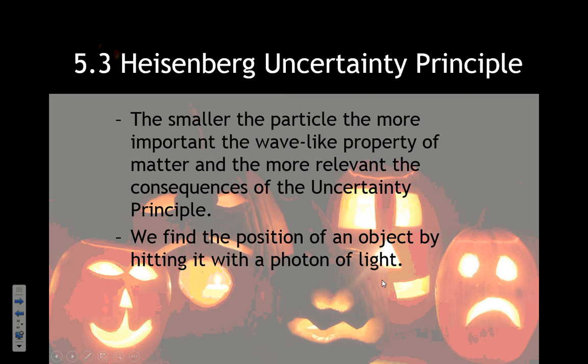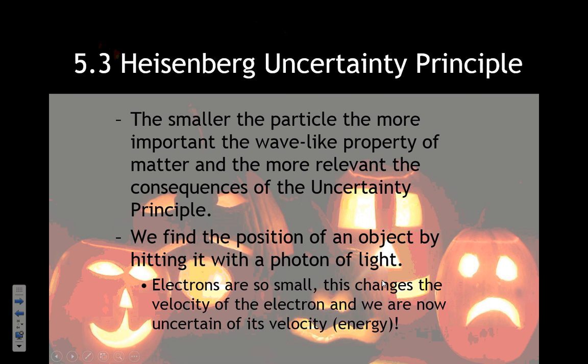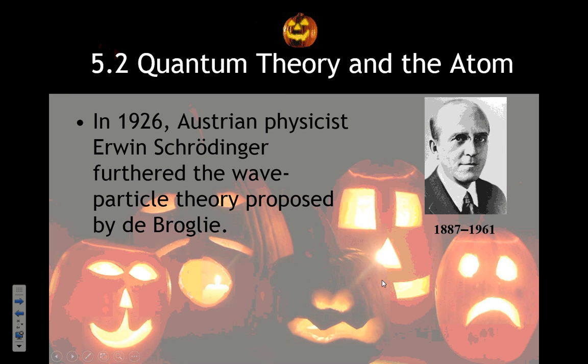So Heisenberg's uncertainty principle really applies in a huge, huge way to small particles like the electron. Electrons are so small that the changes in velocity of the electron that are caused by this lead to uncertainty in momentum, velocity, and energy. So we had a problem. And it was up to other scientists to try and get around that problem. And that man was Schrodinger. And that's where we're going to pick up quantum theory next.